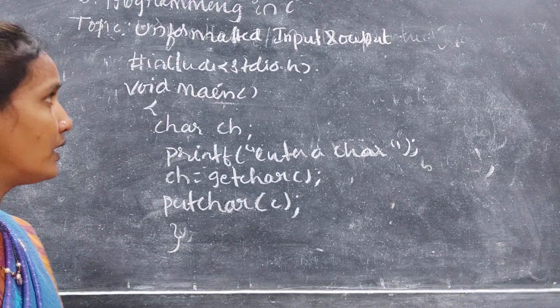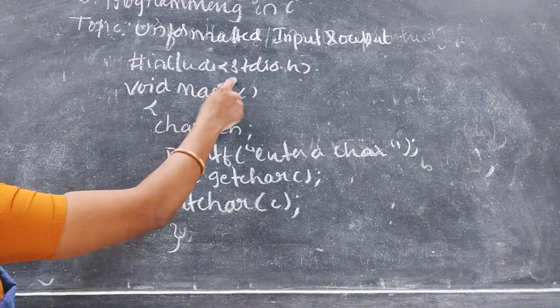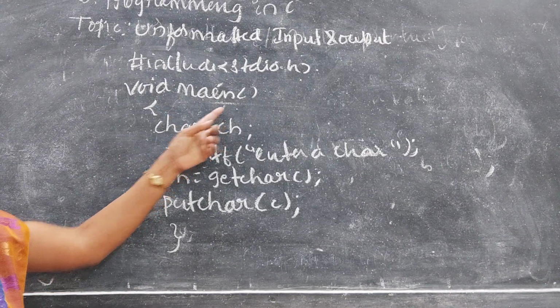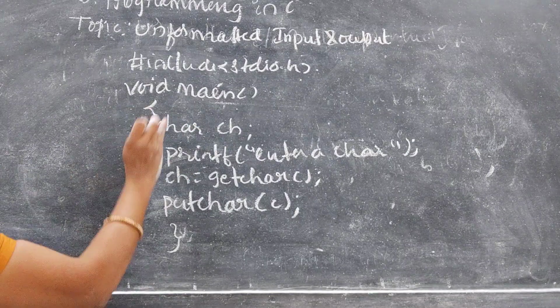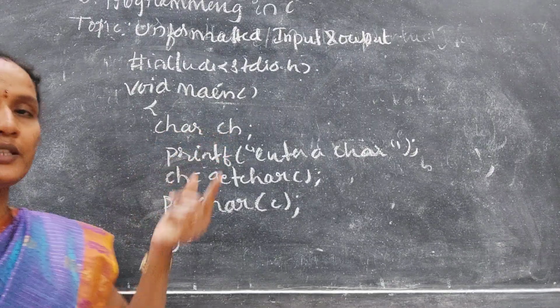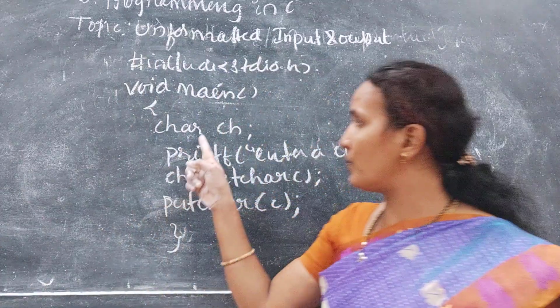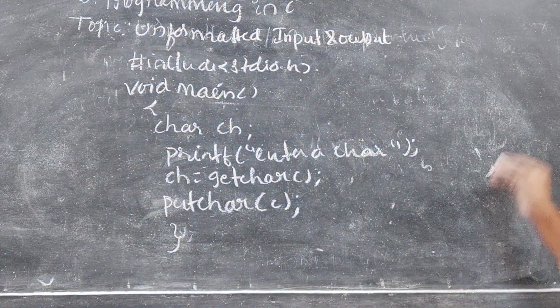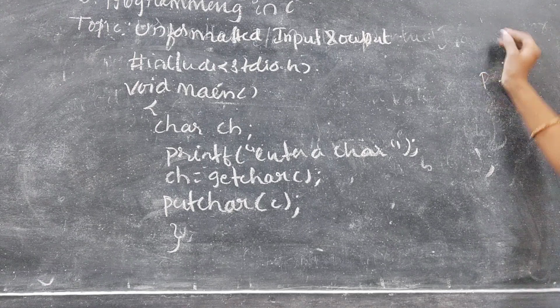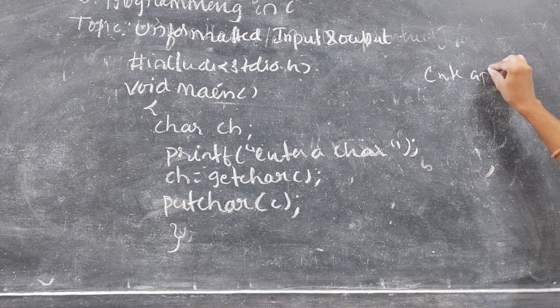So here you can see the program: preprocessor command, void main function, and next you declare char ch. Here char is the data type and ch is the name of the variable. Next, what message are we giving? printf("Enter a character"). So the user will get the message: enter a character.